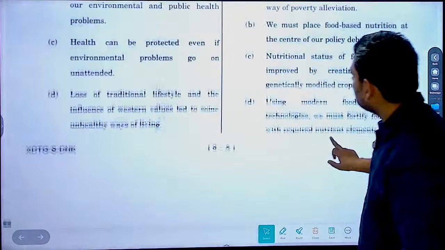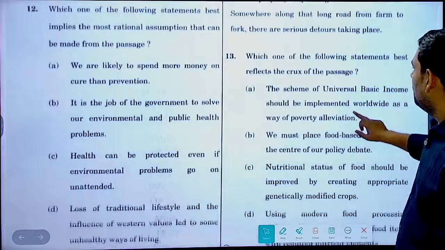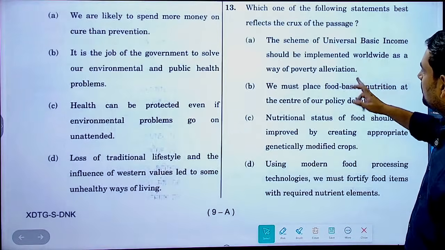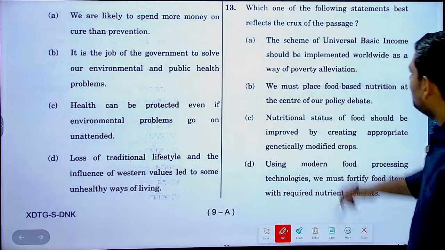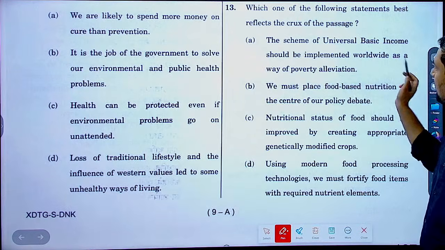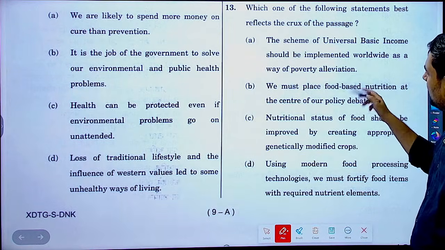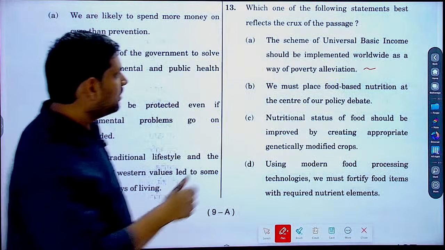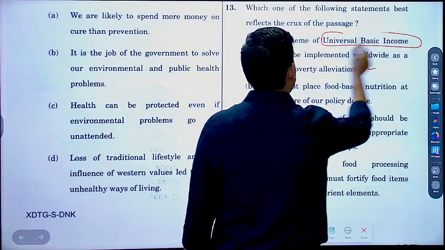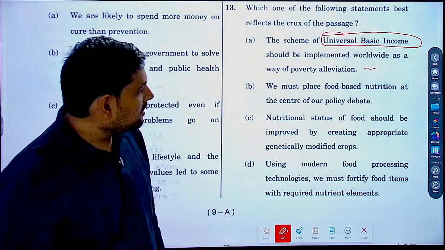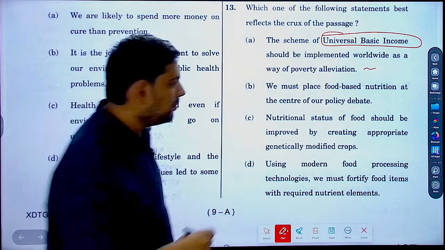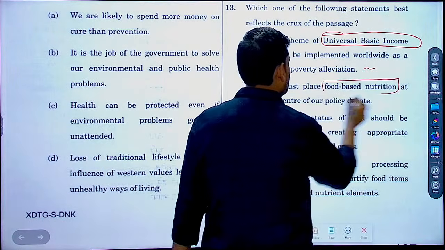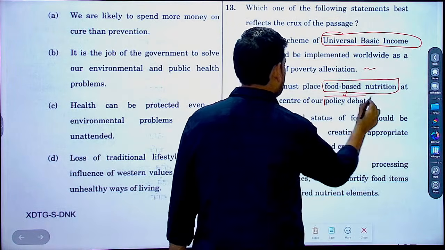Then, crux of the passage. So this is the scheme of universal basic income should be implemented worldwide as a way of poverty alleviation. Maybe it is being talked about a lot. So either it is about universal basic income, or we must place food-based nutrition at the center of policy debate, or it is about food-based nutrition being placed at the center of policy debate.